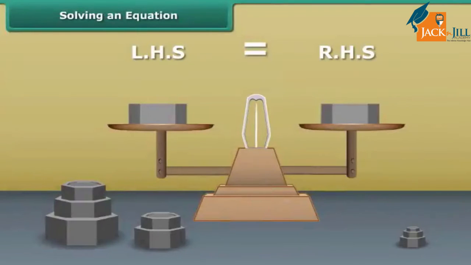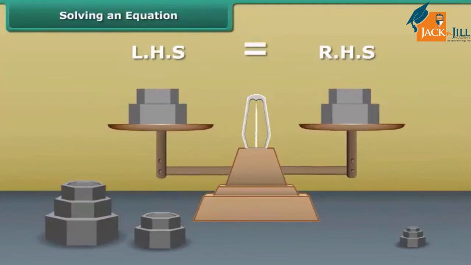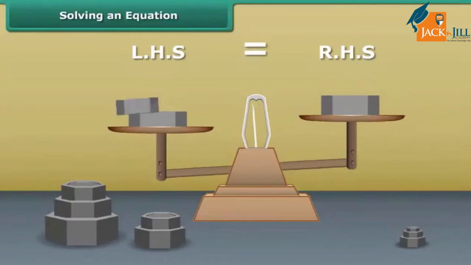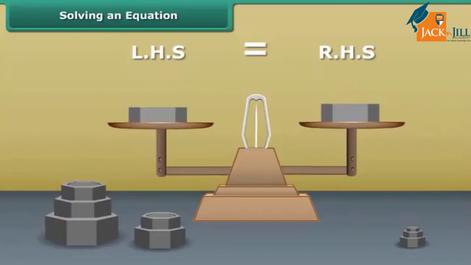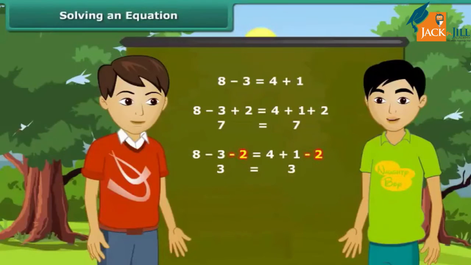A balanced equation is like a weighing balance with equal weights on both its pans. If we add the same weights to both the pans, the arm remains horizontal. Similarly, if we remove the same weights from both the pans, the arm remains horizontal. Same is the case with the equation. If we add same number to both its sides, the equation remains unchanged. And if we subtract the same number from both its sides, the equation remains unchanged. If we multiply or divide by the same number, then also the equation remains unchanged.